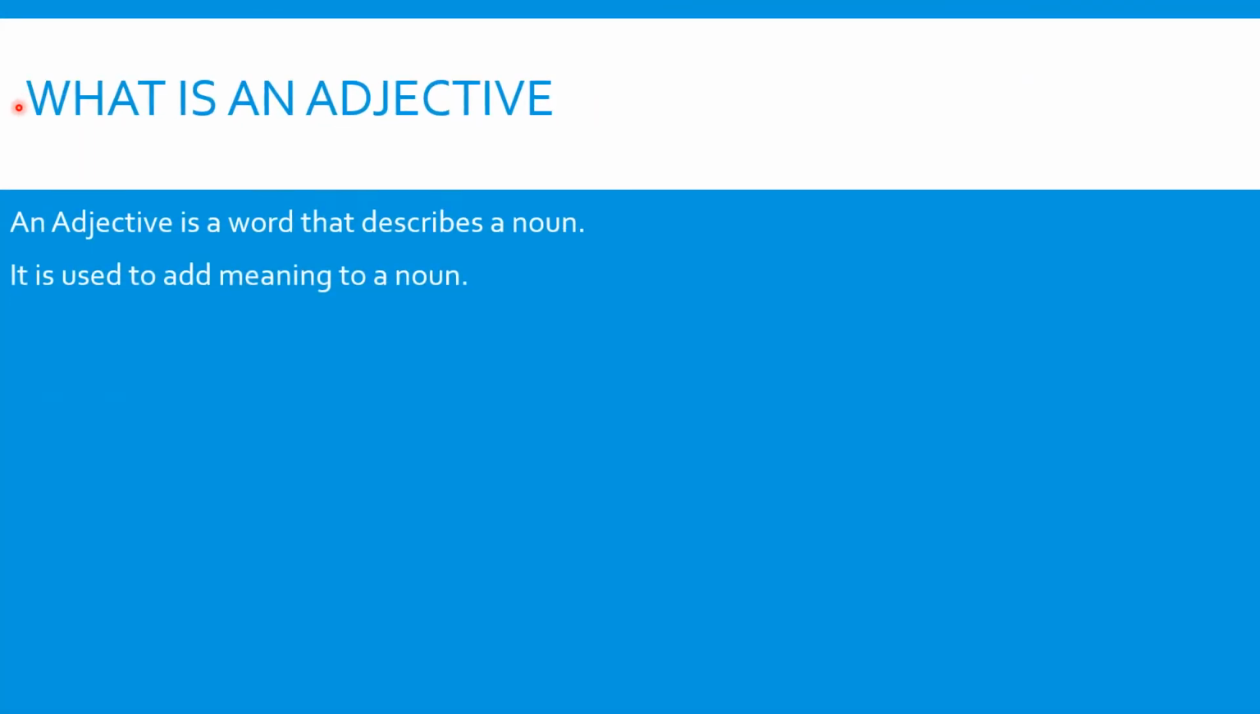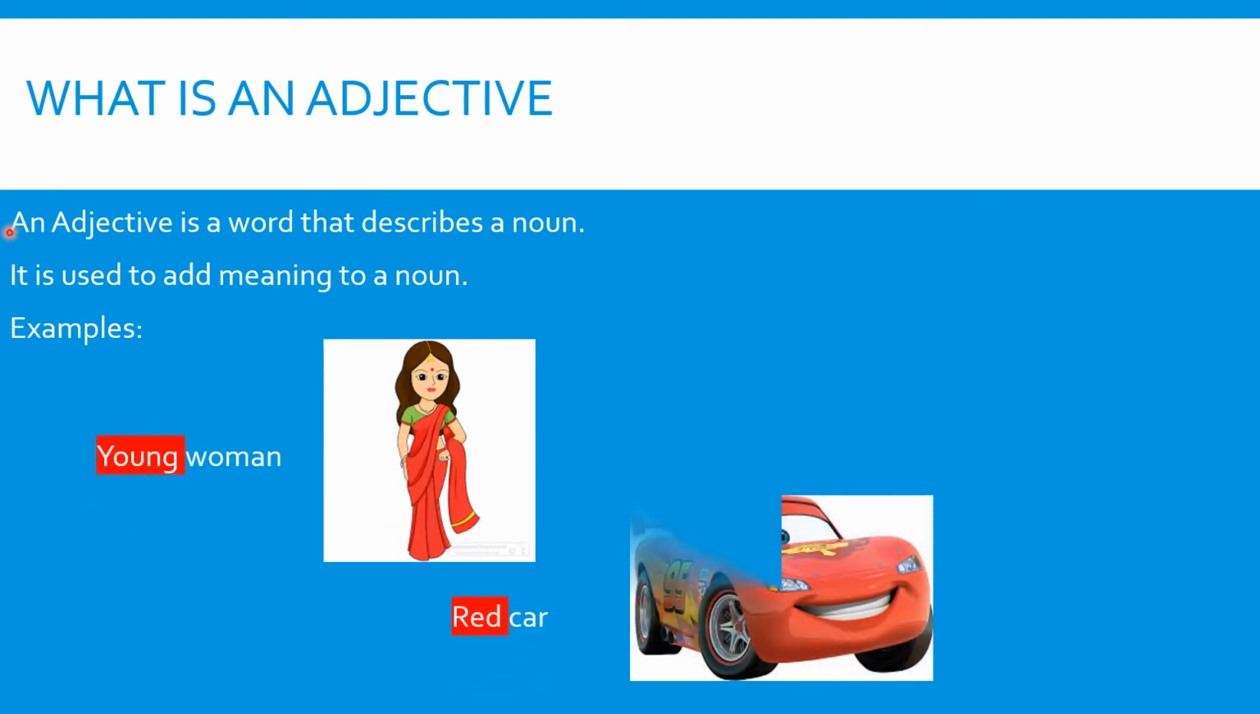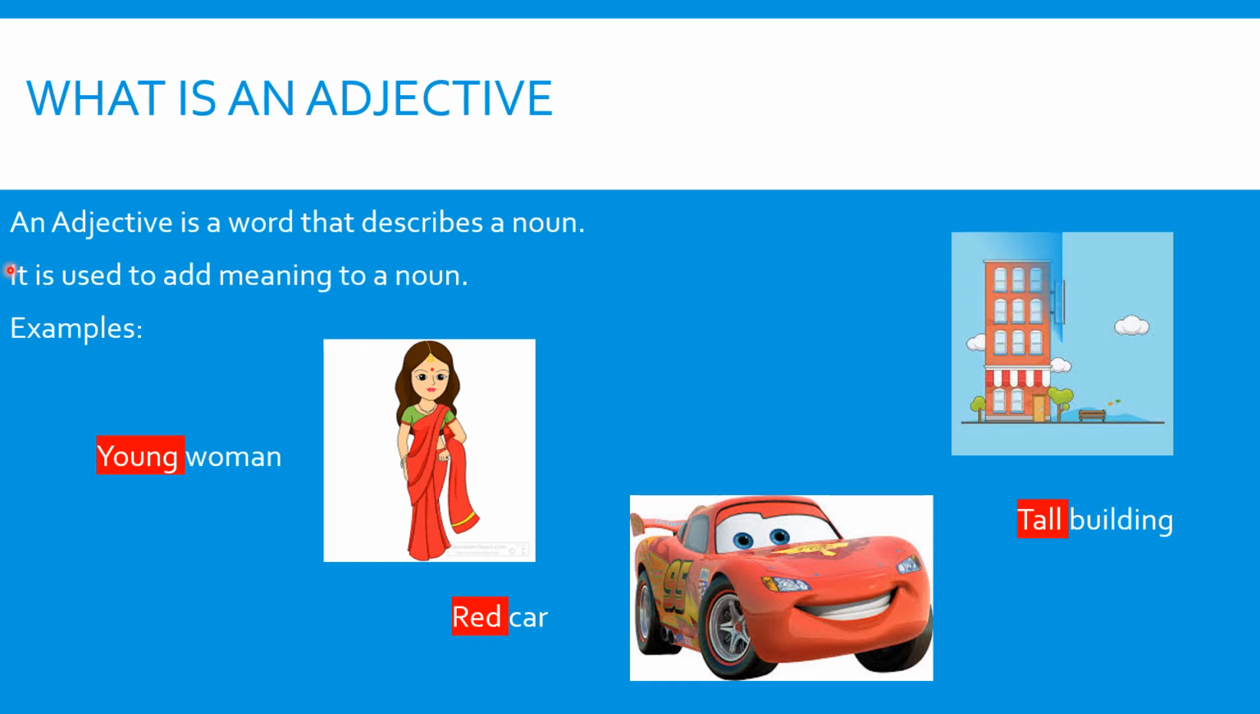What is an adjective? An adjective is a word that describes a noun. It is used to add meaning to a noun. Look at the following examples. Young woman. Here, woman is the noun, and the word used to describe the woman is young. The highlighted word young is an adjective. It adds meaning to the noun, the woman.